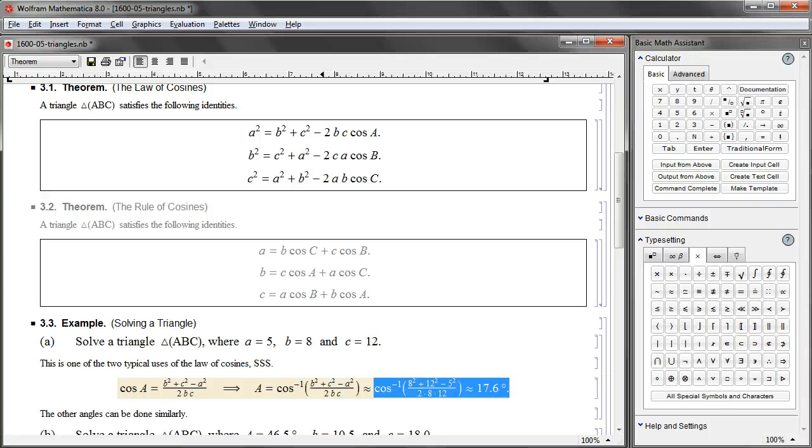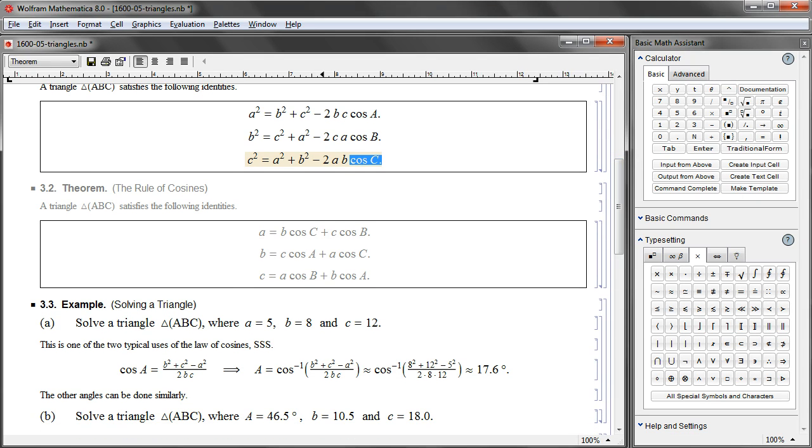You can do exactly the same for cosine of capital B, algebraically solve it, punch in numbers, and then take the arc cosine, and also cosine of capital C. Solve it algebraically, punch in the numbers for small a, small b, small c, and take the arc cosine. The details are left to the students.